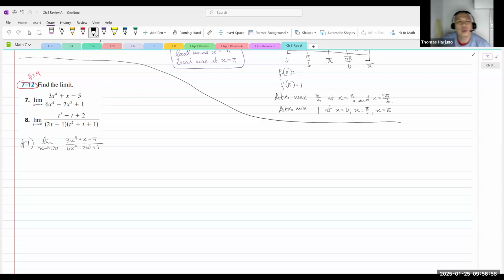Now, the way we approach this is by dividing the numerator and denominator by the exponent on the denominator, by the degree of the denominator. So what I'm saying is we will divide, under the condition of limit, each term on the top and at the bottom by x to the 4th.